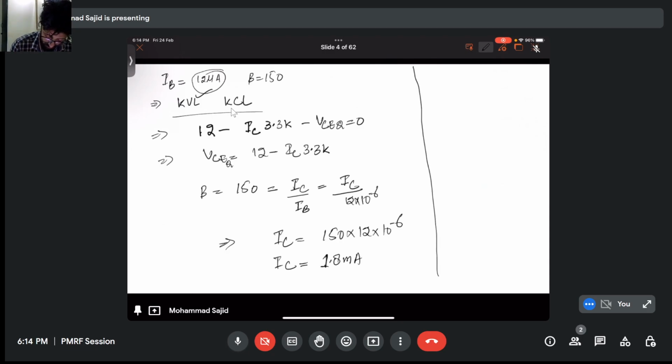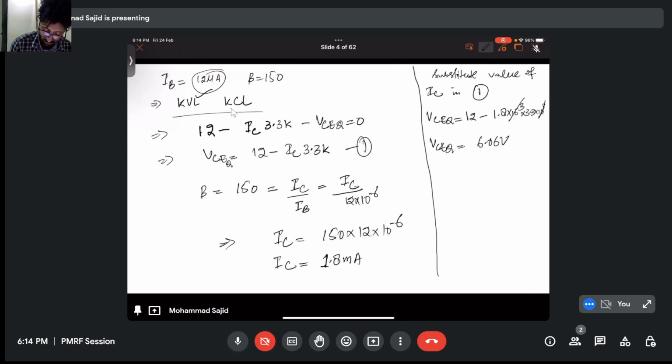So now you have this equation. Substitute the value of IC in it. First we get VCEQ is equal to 12 minus 1.8 milli, that is 10 to the power minus 3, into 3.3 into 10 to the power 3. When you solve this, you will get a VCEQ of 6.06 volt.